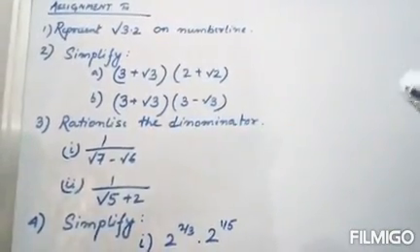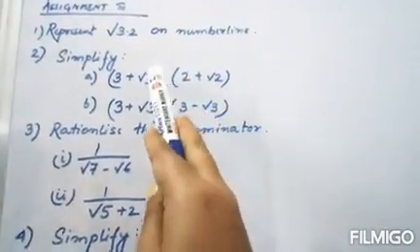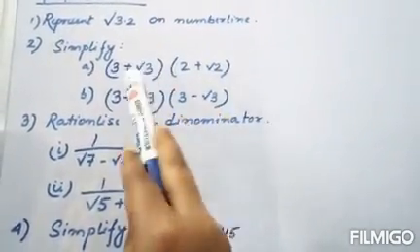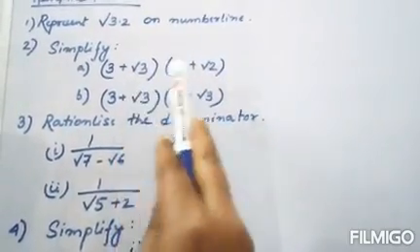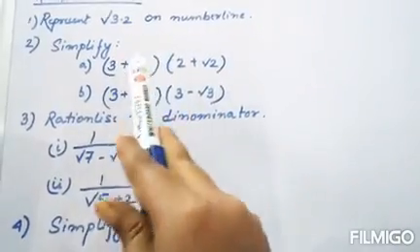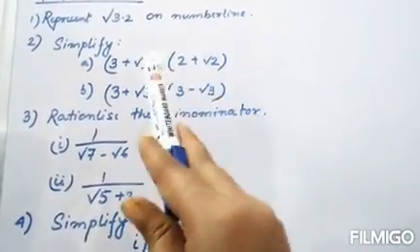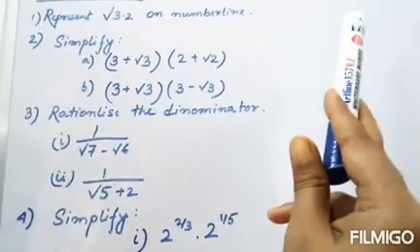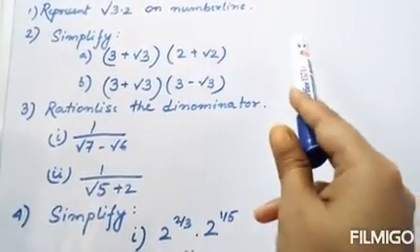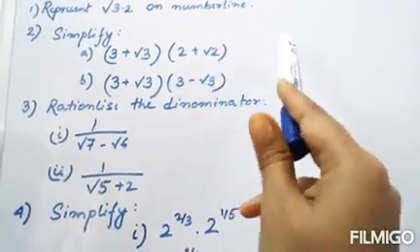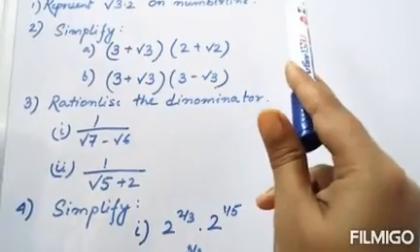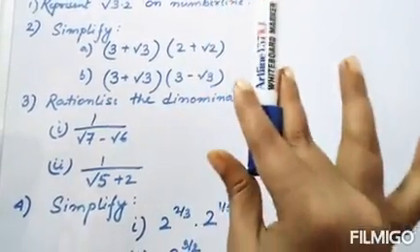Okay, second, simplify. Two terms are given, and you need to simplify. With the technique that I've shown you, keep the formula a square minus b square in mind, and when you get similar kinds of powers, you need to club them together, and if you do not get them, just leave it as it is.